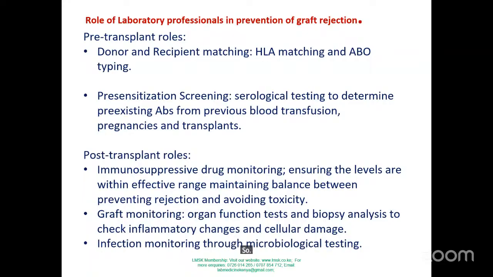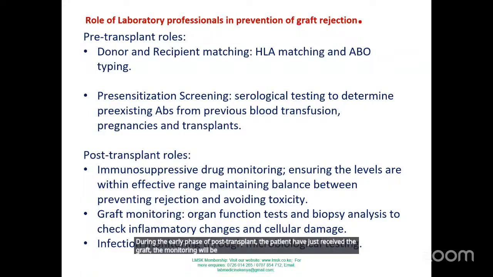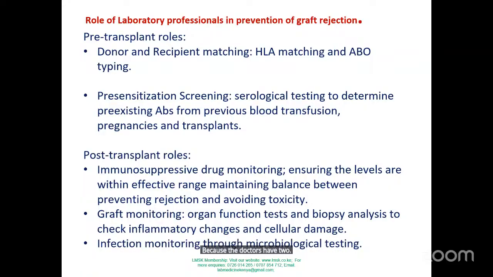So for the kidney, for example, if it is an adult, before 3 months it's around 8 to 12, and then 6 to 9, and then after 3 months it moves to 4 to 8. So the dosage, the therapeutic range will vary. And again, during the early phase of post-transplant, when the patient has just received the graft, the monitoring will be more frequent, because this is pegged on patient per patient, since the responses are different.